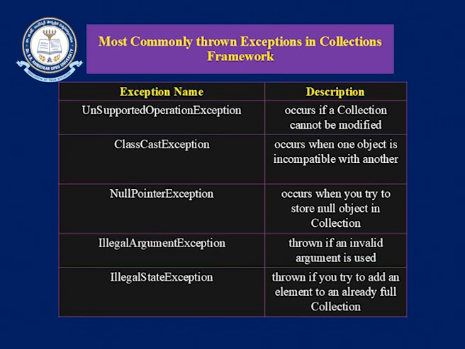The next one is IllegalStateException. Thrown if you try to add an element to an already full collection. State indicates status. For example, I have a stack or queue data structure. Already all the elements are filled in the queue. There is no space for any element, but still you are trying to add one more element. This exception is called IllegalStateException. Already that collection is filled, but still you are trying to add one more element. In such cases, the exception raised is called IllegalStateException.